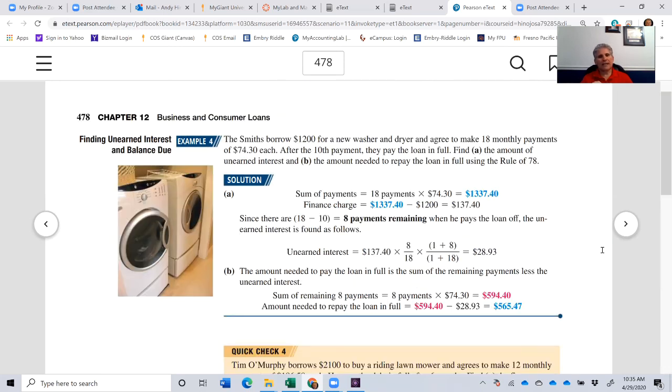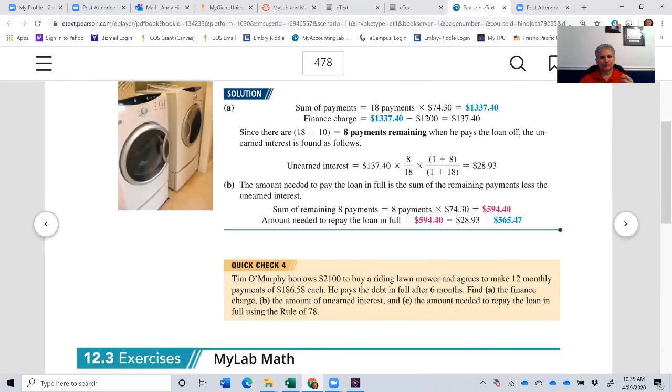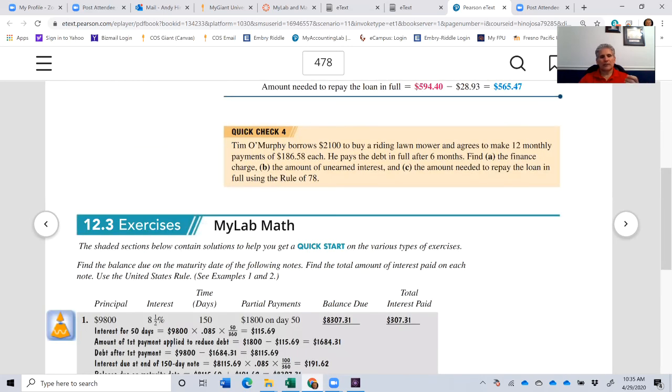Okay, moving on to the next problem. The Smiths borrowed $1,200 for a new washer and dryer and agreed to make 18 monthly payments of $74.30 each. After the 10th payment, they pay the loan in full. Find A, the amount of unearned interest, and B, the amount needed to repay the loan in full using the rule of 78. I'm going to skip this because it is really the same problem we did before with different numbers, so I'm sure you can work through that. That concludes 12.3.